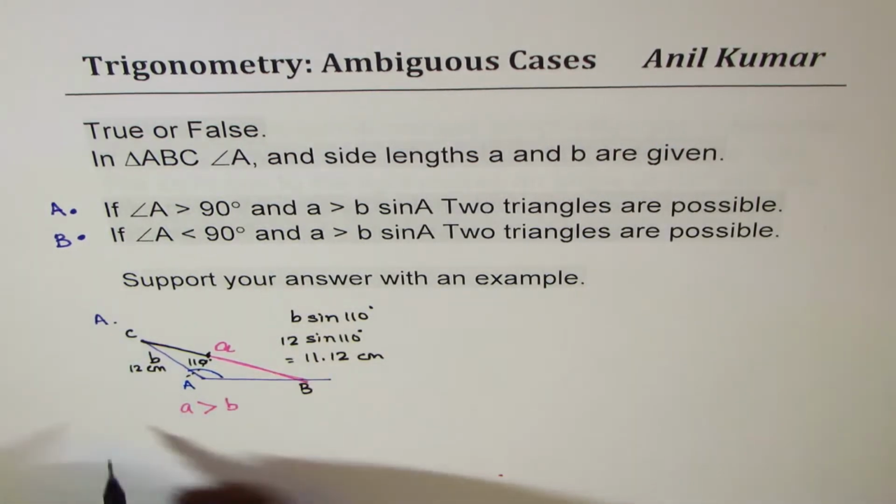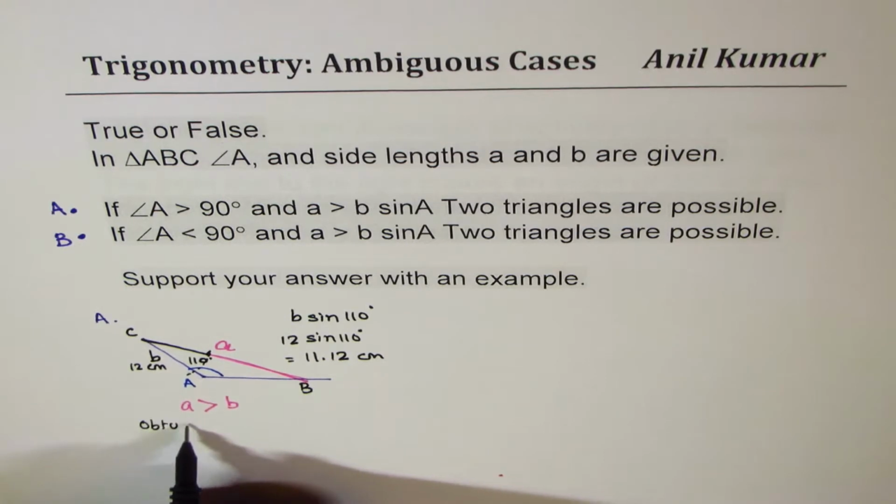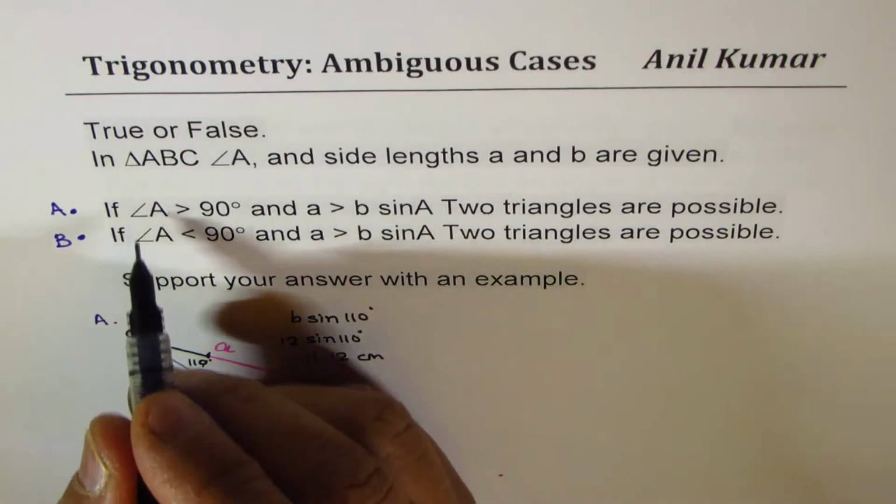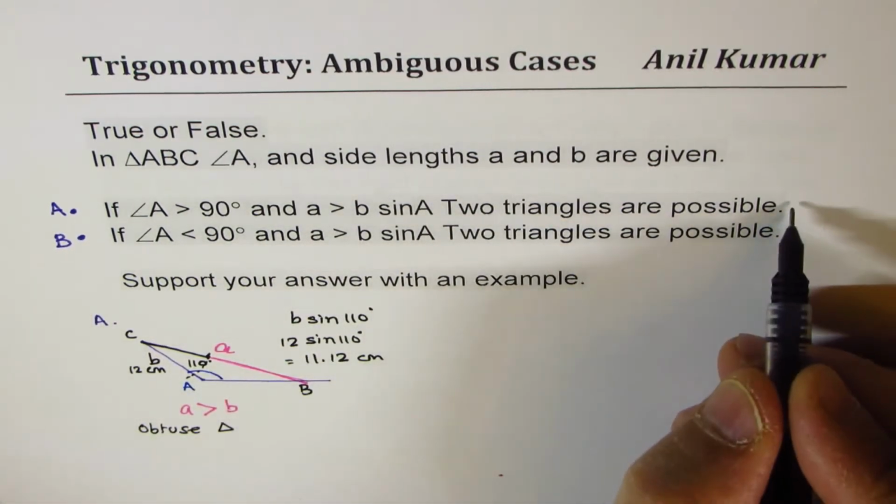So in an obtuse triangle, the condition is that a should be greater than b and not that, and therefore this particular statement is false.